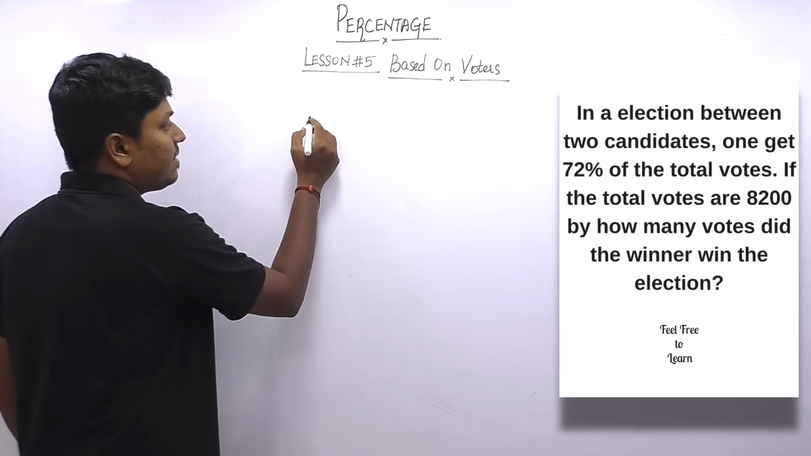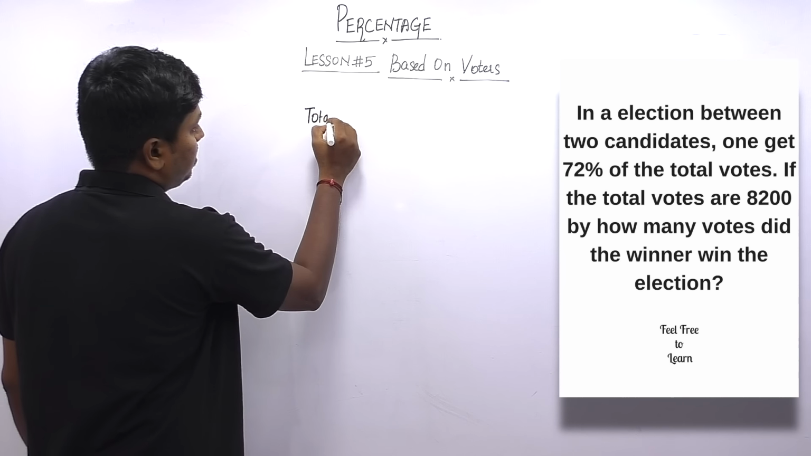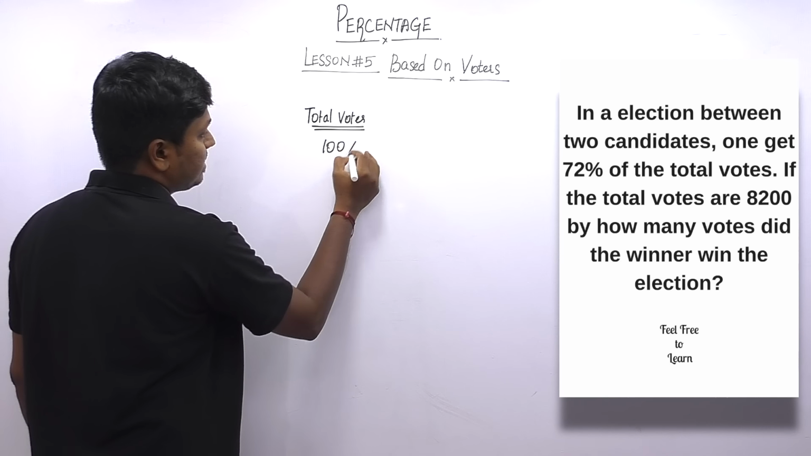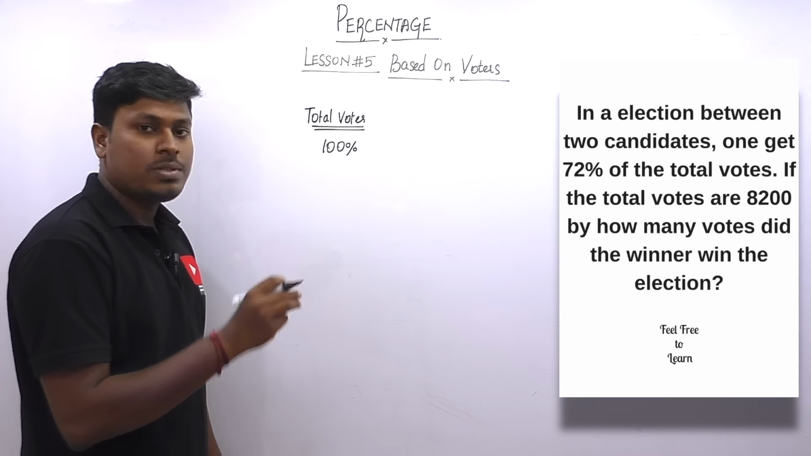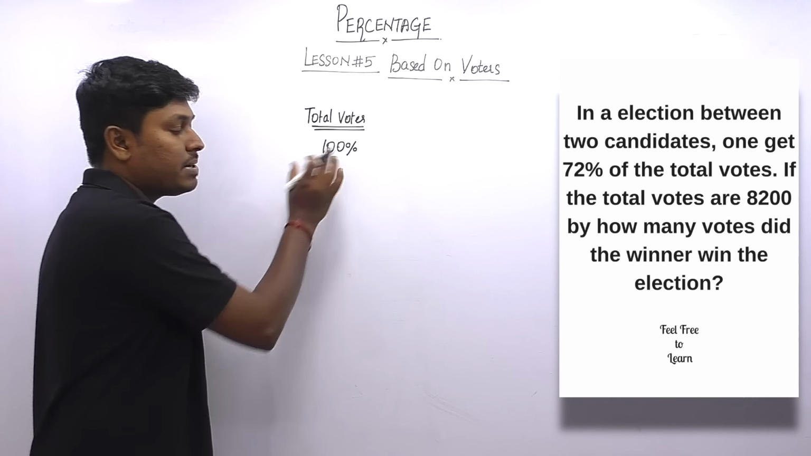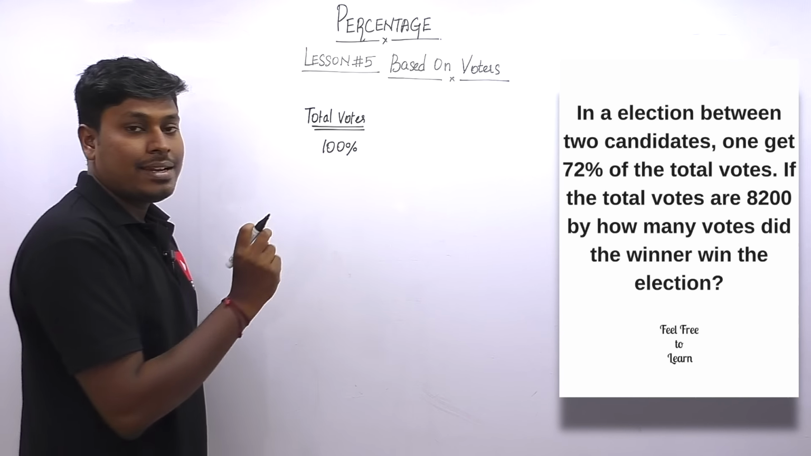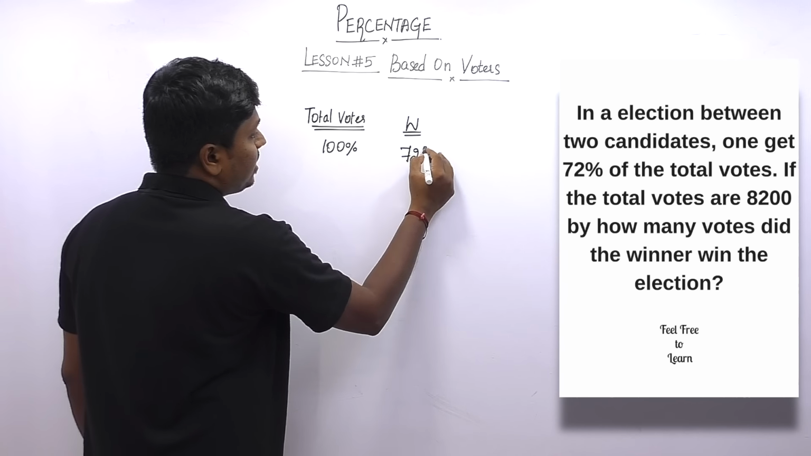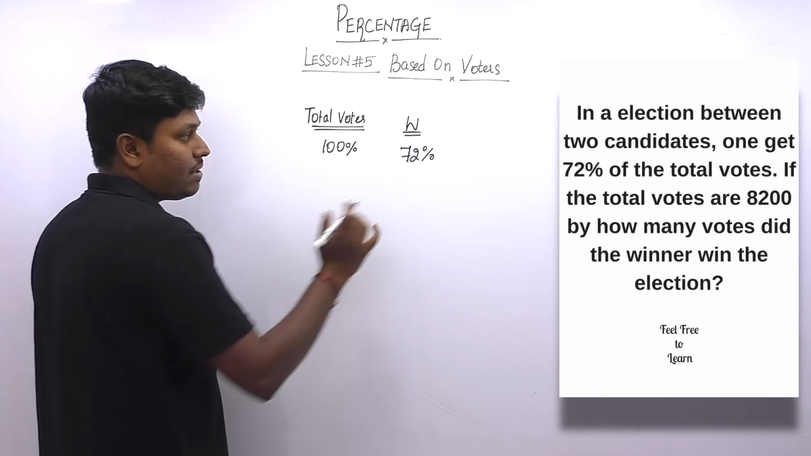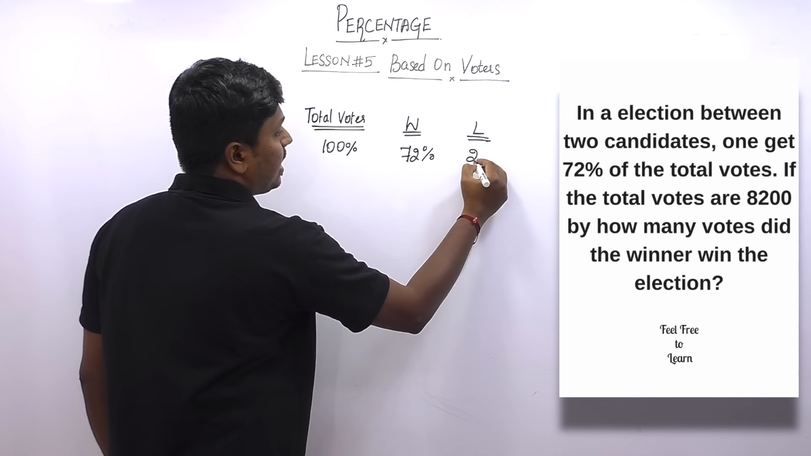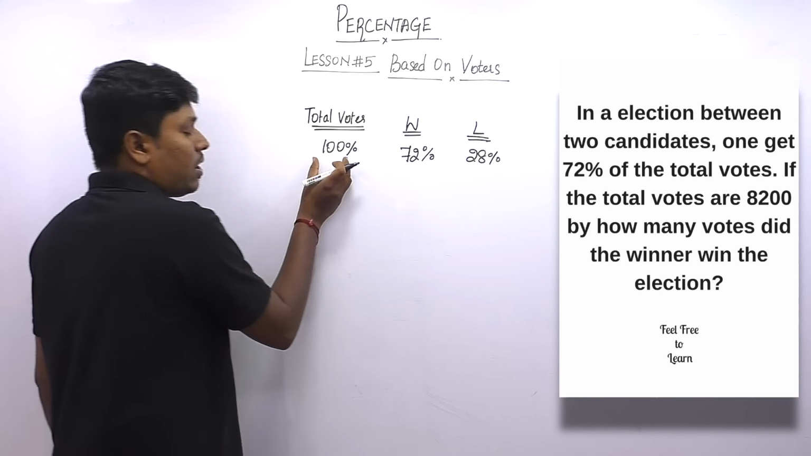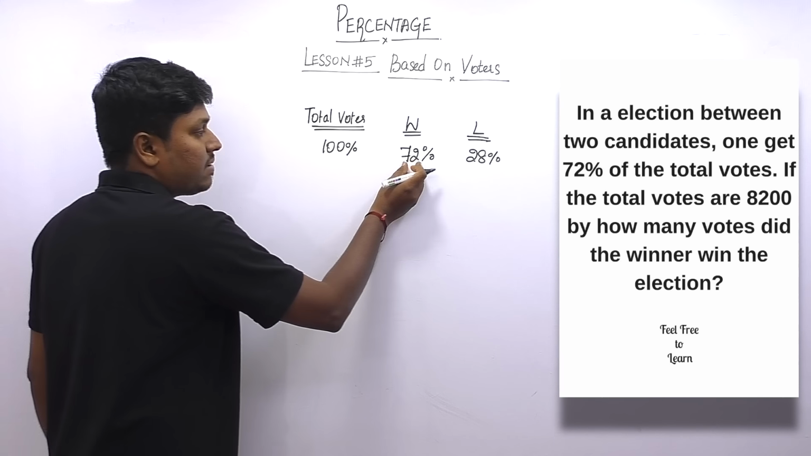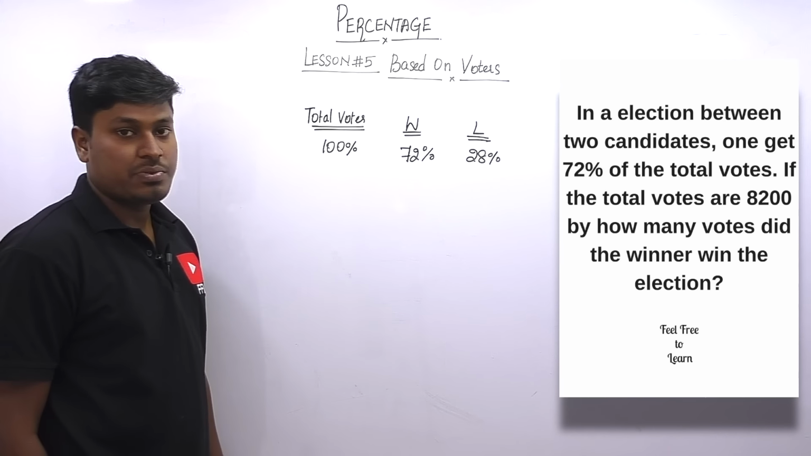So what are all the values they have given? Total votes. We always assume the total votes as a base value of 100%, even if they have given the actual total votes. And one candidate got 72%, so definitely we can say that he will be the winner. So the loser percentage will be 28%. Out of total votes, the winner percentage is 72, so once you subtract 100 minus 72, the result is the loser's 28%.